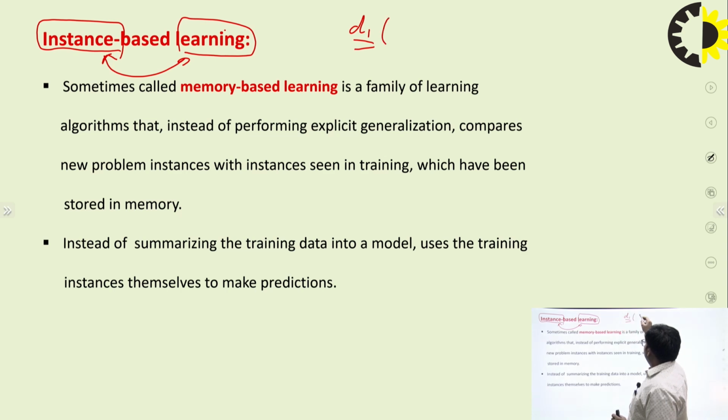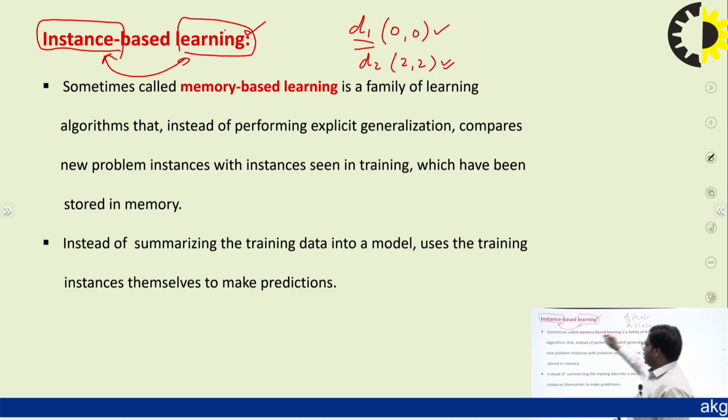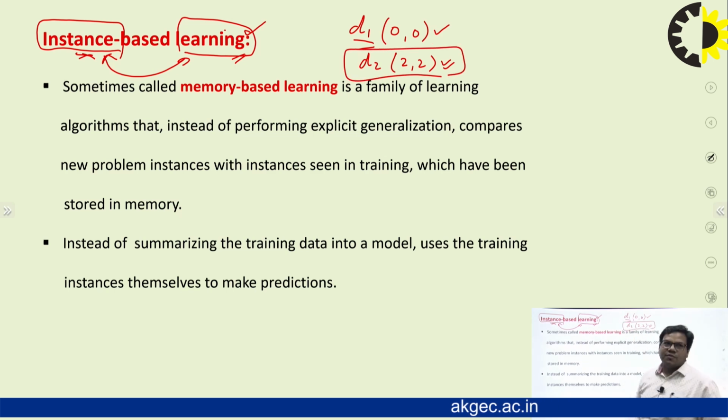Suppose D1 was 0, 0. We need to make the new prediction for 0, 0. But now I want to make the prediction for D2, suppose having the value 2, 2. Then the fresh learning will start again on the basis of this new instance. So every time you supply a new instance to your system, new learning happens on the basis of that particular instance and its values.